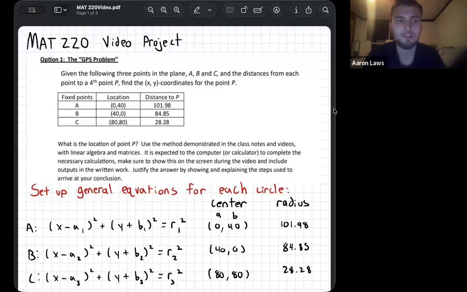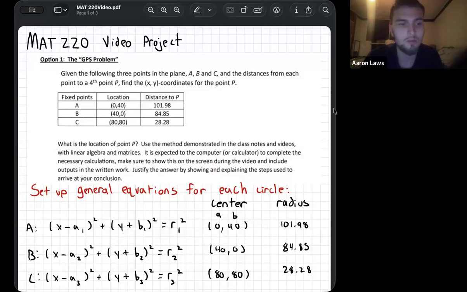All right, this is my submission for the Math 220 video project. For this project, I decided to take on the GPS problem from the first chapter. It states, given the following 3 points in the plane A, B, and C, and the distances from each point to a fourth point P, find the XY coordinates for the point P.